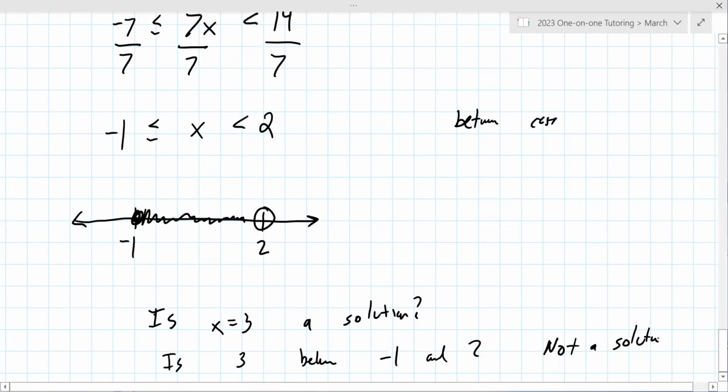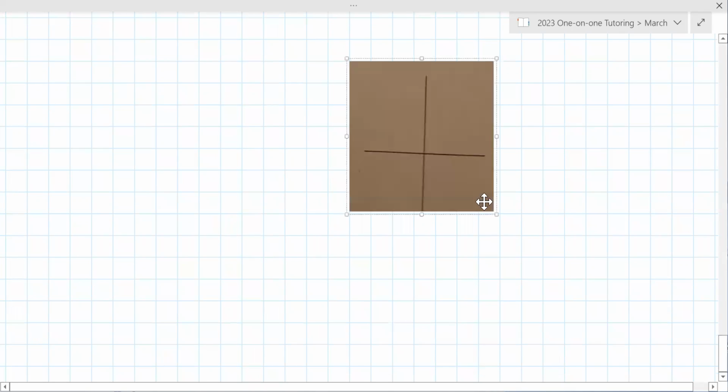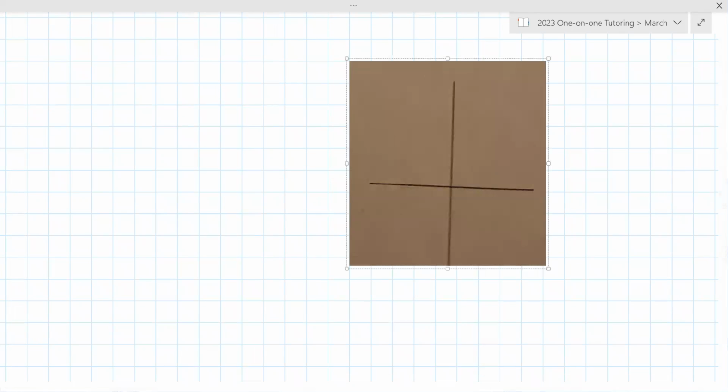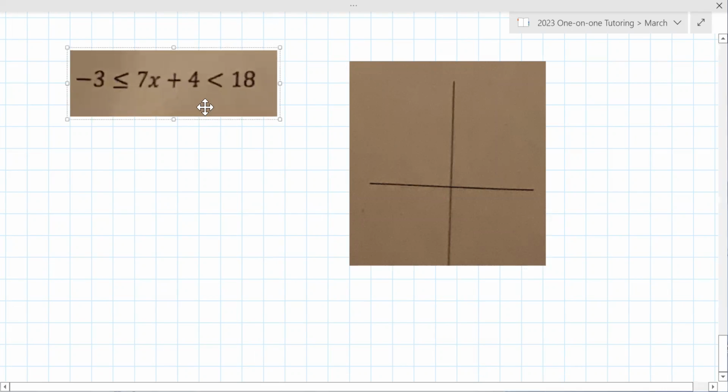All right, so now graphing this, so weird. Why? Just unbelievable. All right, let me go back and grab the original. So there's 3 y's now. There's y1 equals -3, y2 equals 7x plus 4, and y3 equals 18.